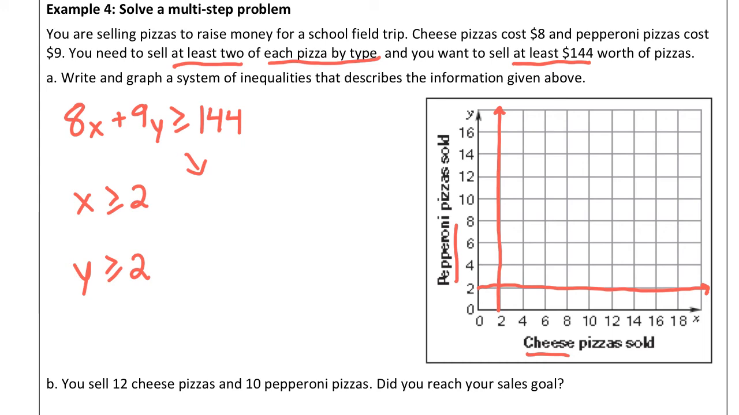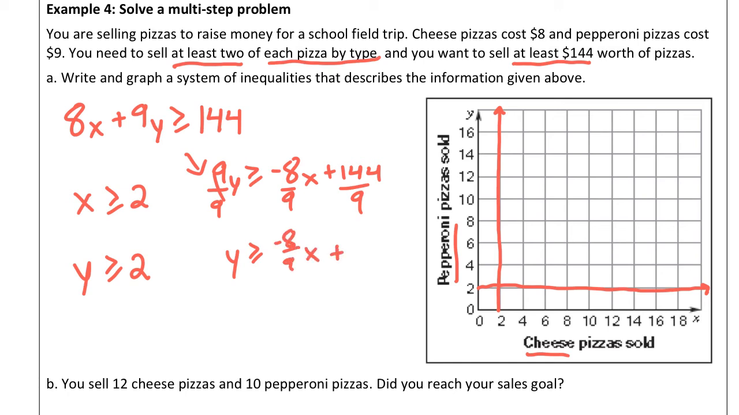to 144. So if I'm going to solve that and do the y equals mx plus b, this would become 9y is greater than or equal to negative 8x plus 144. And then I would divide everything by 9, if I wanted to do y equals mx plus b. If you're comfortable with finding the intercepts and doing it that way, that is totally fine.